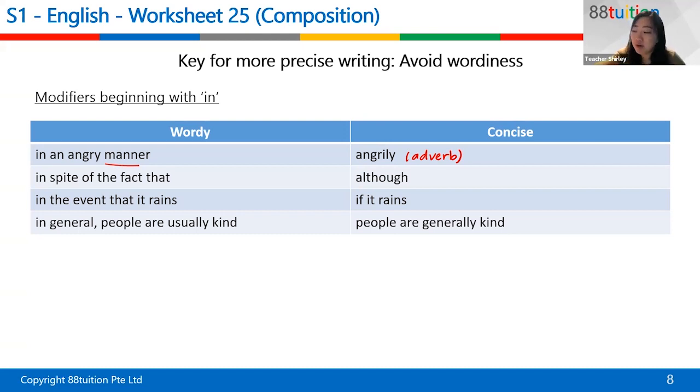Okay, in spite of the fact that can be replaced with another conjunction, which is although. In the event that it rains, you can just say if it rains. In general, people are usually kind. I think this is a very common way of starting your expository paragraphs. Some people will say in general. So you can say people are generally kind, if you want to just shorten it.